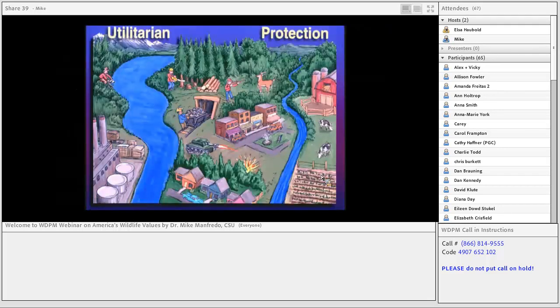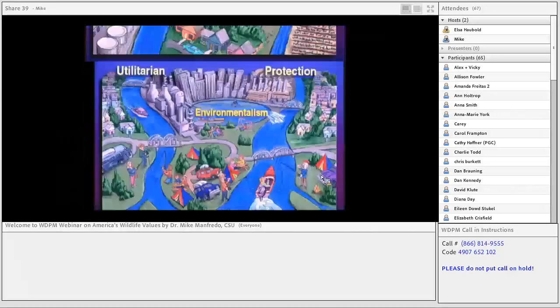Interestingly, along the way, interesting things happened to American streams of thought. I depicted it here with this cartoonish character, but think of the streams as rivers of thought, and on one side we'll just put utilitarian, on the other more of a protection orientation. You can see prior to World War II, these were the dominant ways of viewing our relationship with natural resources, mostly a utilitarian, mostly a domination view.